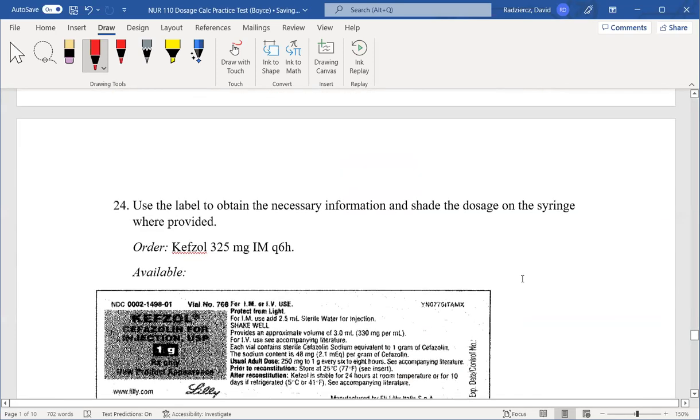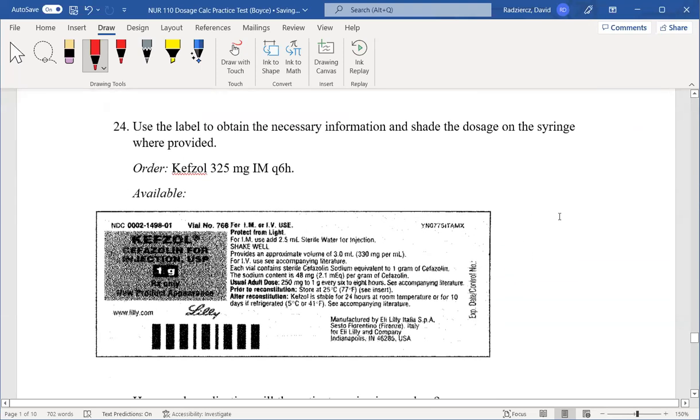All right. 2 more questions. I think these are both reconstitution. So we're dealing with a syringe. The order of Kefzol, 325 milligrams, intramuscular, tells you right off the bat milliliters is what you're going to be calculating for. And a couple clues to know that you're dealing with a reconstitution problem: when it says grams, and it doesn't say anything about milliliters, but you know that it's an injectable, that's a good clue that it's a reconstitution question.